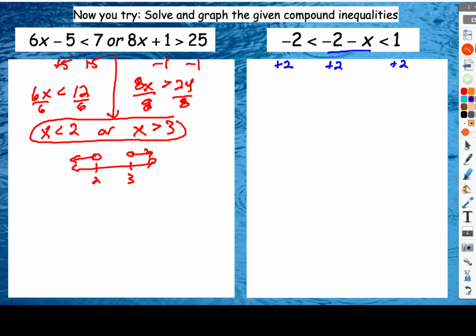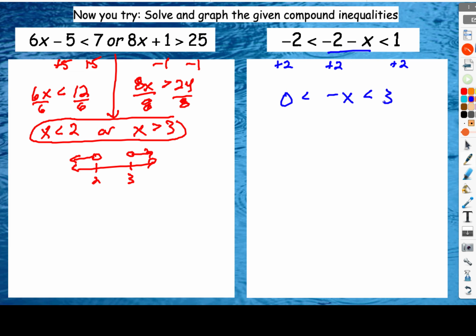-2 plus 2. Well, now some people would say, oh, that disappeared. Well, no. -2 plus 2 is 0. That's a perfectly good number. There is still a part there. You'll never lose the inequality. It'll never just disappear. So again, -2 plus 2 is 0. Still less than. -2 plus 2 disappears. So we still have a -x. Still less than. And 1 plus 2 is 3.